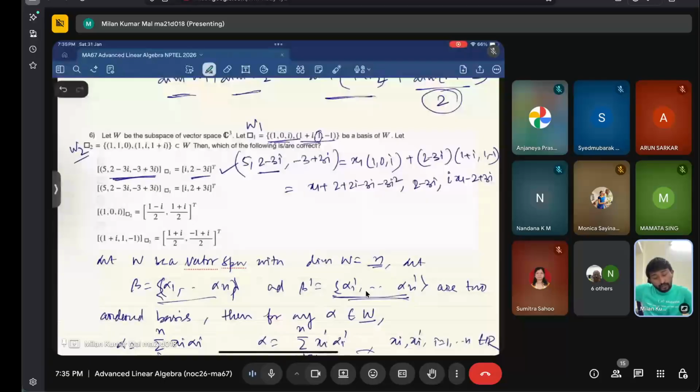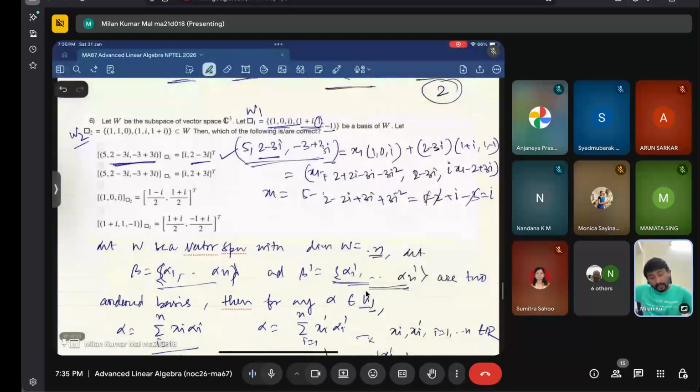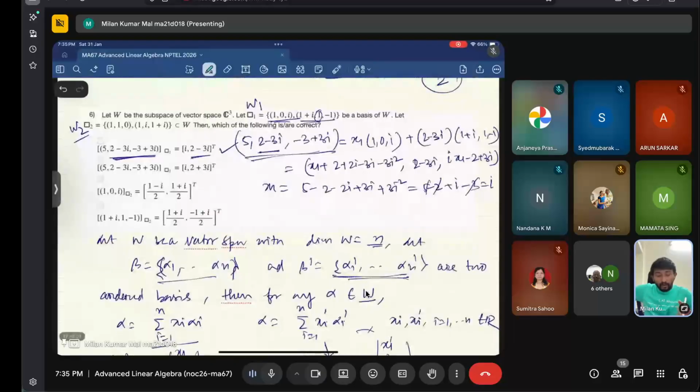Then what will I get? x1 is equal to 5 minus 2 minus 2i plus 3i minus 3i square. So this will be 5 minus 2 plus i, and i square is equal to minus 1, so this will be minus 3. This cancels out, and this is i. So basically x1 will be i. This is the correct option. As the coordinate vector is for a fixed ordered basis, always fixed.